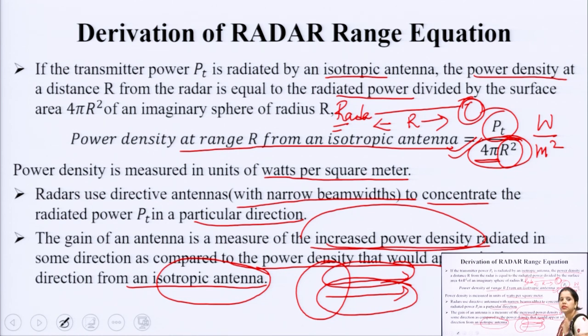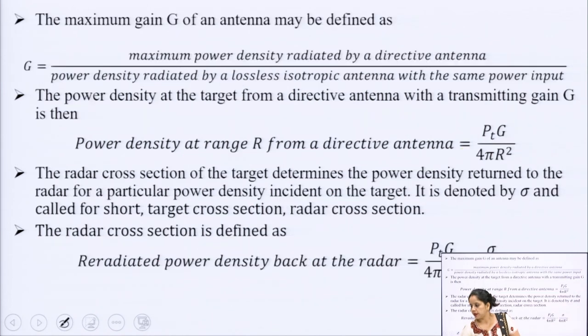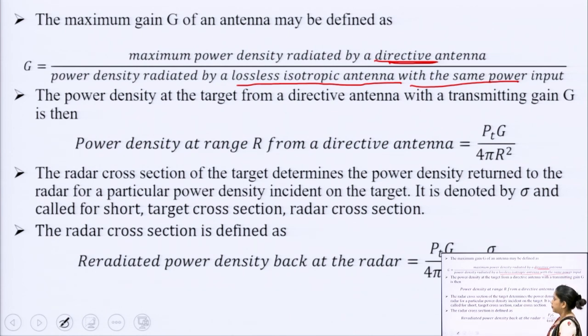We always use this type of condition in the gain measurement of passive components, and the same is applicable for antenna gain measurement. With respect to that, we have this formula. The maximum gain G of an antenna can be defined as the maximum power density radiated by a directive antenna, which is specified to radiate in a particular direction only, with respect to the power density radiated by a lossless isotropic antenna with the same power input.